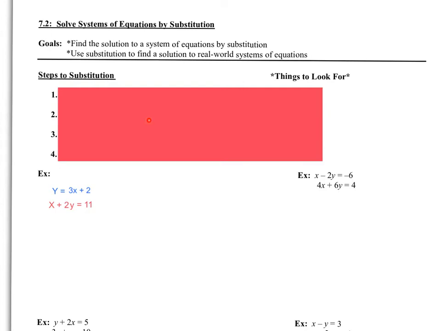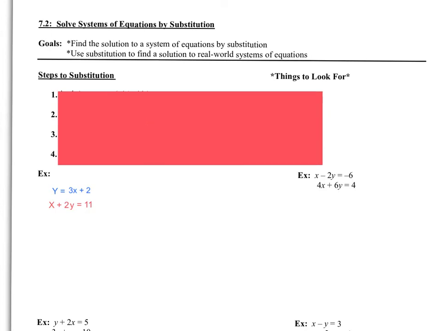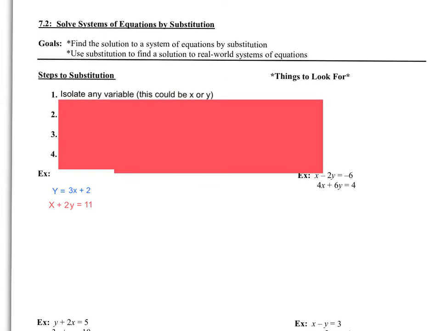So the first step to substitution is just to isolate one of the variables. It really doesn't matter which one. We've spent so much time this year isolating y, but it doesn't have to be y. You can isolate y, you can isolate x. The other thing about this step is sometimes it's done for you. So if you take a look at this first example down here, we actually don't have to do step 1 because y is already isolated. If you take a look at this example over here, we're not there yet, but you'll see that x and y, neither of them are isolated, so eventually we're going to try to find the easiest one to isolate. We'll talk about that with the things to look for.